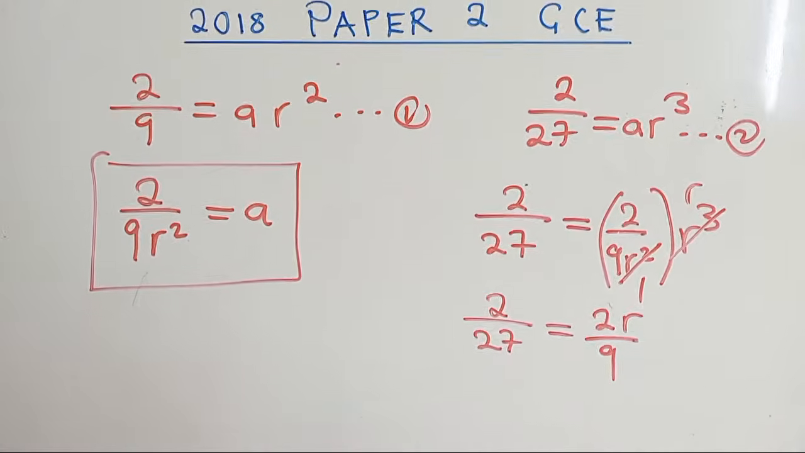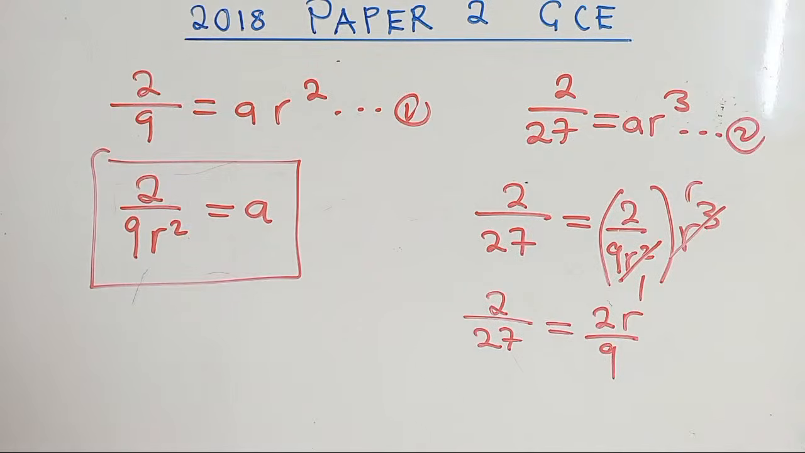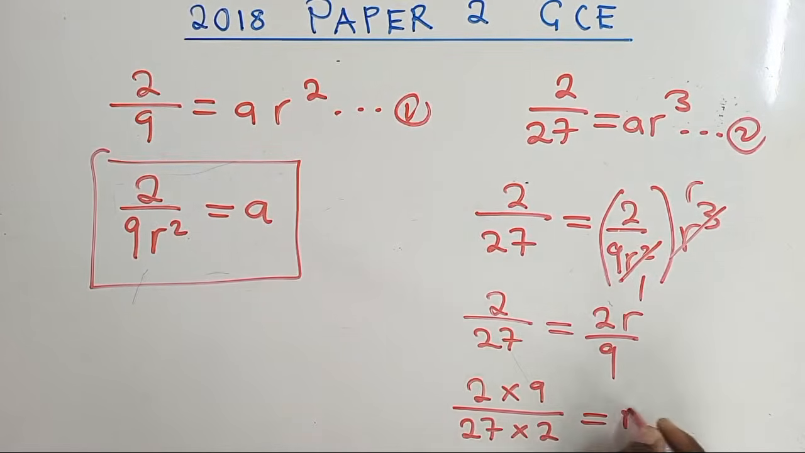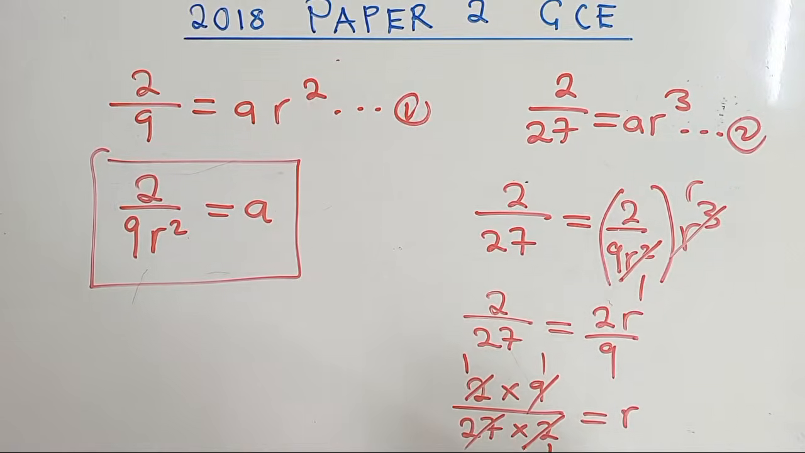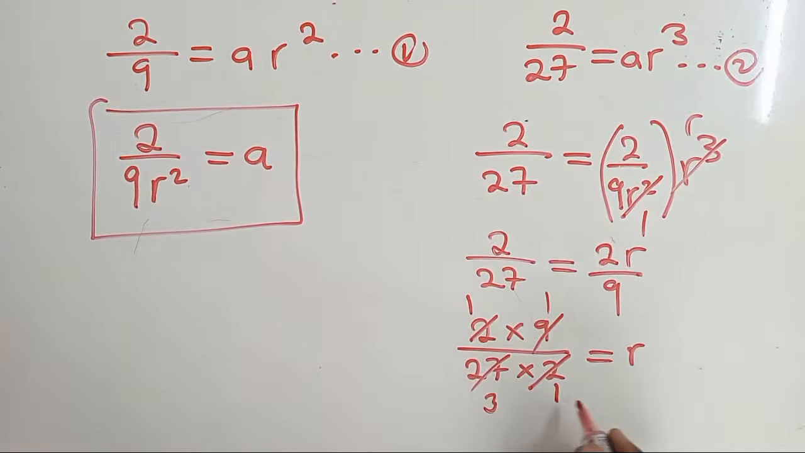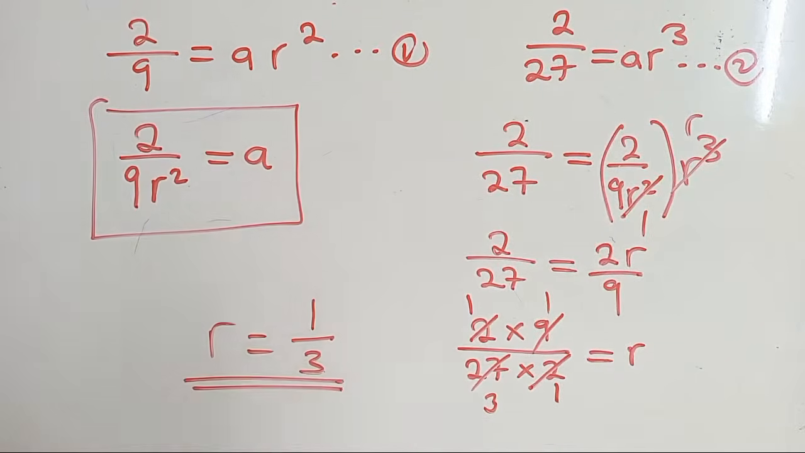And we are solving for r. So what do we do next? We cross multiply also. So we have 2 times 9 over 27 times 2, which is equal to r. 2 into 2, 1, 2 into 2 there, it's 1. 9 into 9, 1, into 27 there, it's a 3. So we have r equal to 1 times 1, it's a 1, 3 times 1 there, it's a 3. So our r is 1 over 3. That's our r, 1 over 3.